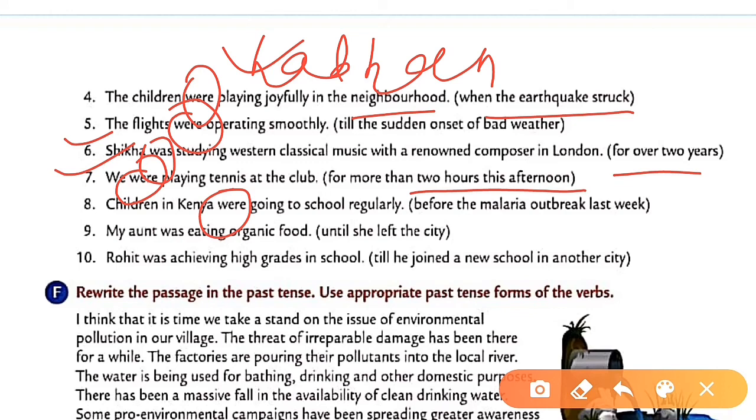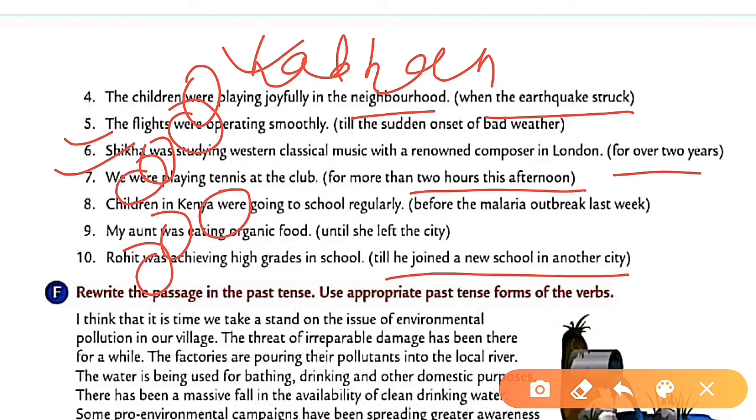Number nine, my aunt was. In the place of "was", you have to use "had been". My aunt had been eating organic food until she left the city. Number 10, Rohit was. In the place of "was", you have to use "had been". Rohit had been achieving high grades in school till he joined a new school in another city.